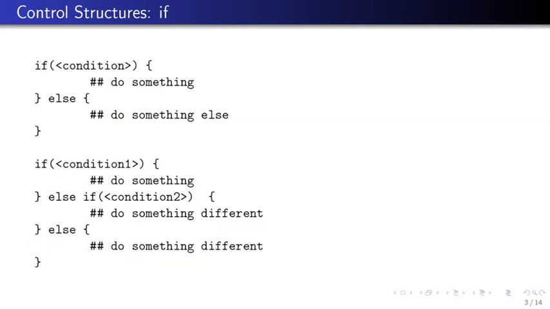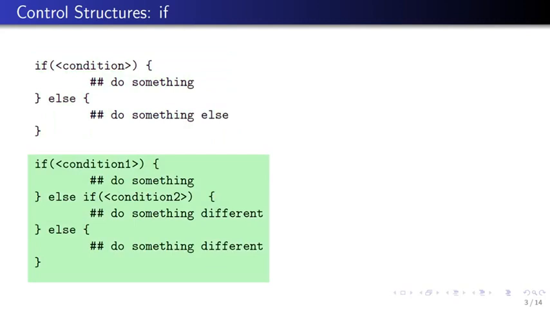So the first structure is if. The if combined with else allows you to test logical conditions and to let the R program do something, depending on whether or not that condition is true or false. So if the condition is true, then you do something. Else you do something else. That's a typical kind of construct. The else part is optional, so you could just have an if statement to do something if something is true. But you can have the else part if you want to do something alternatively.